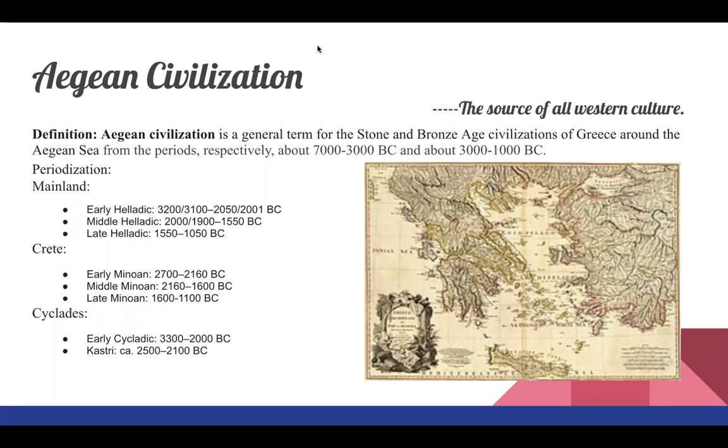Below is the periodization of ancient civilization with mainland, Crete and Cyclades. With Early Helladic from around 3200 to 2000 BC, Middle Helladic from around 2000 to 1500 BC, Late Helladic from 1500 to 1000 BC, and Minoans from 2700 to 1100 BC, and Cycladics from 2300 to 2100 BC, after which they merged, I think, with somebody else.